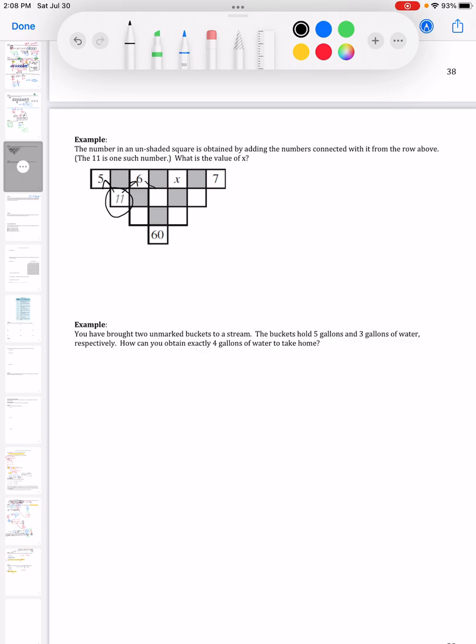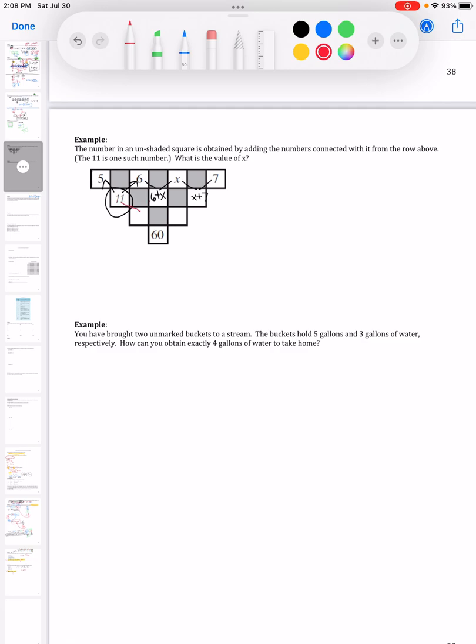So the square down here is 6 plus x. The square here is x plus 7. And I don't care about the order. X plus 7 is the same thing as 7 plus x. You can change the order of addition and multiplication. And I'm going to keep going down.